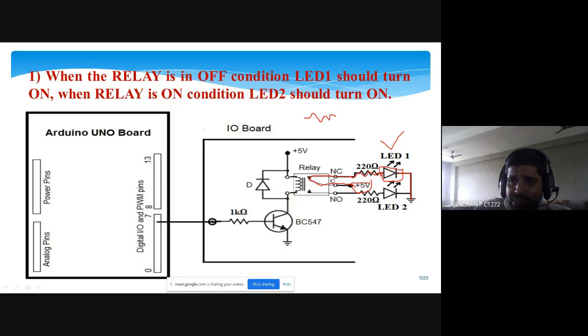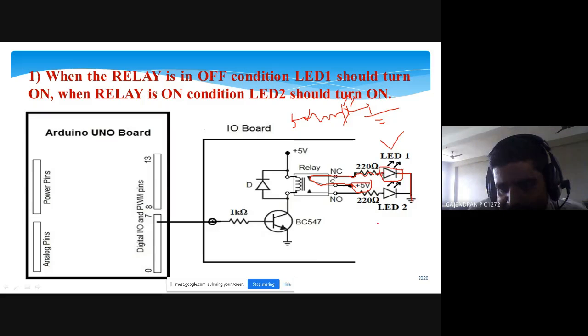If I want to turn on the LED, I need to connect the circuit like this. So that means anode terminal I need to connect 5 volt. Cathode terminal I need to connect it with logic 0. If I apply like this, my LED will get turned on.